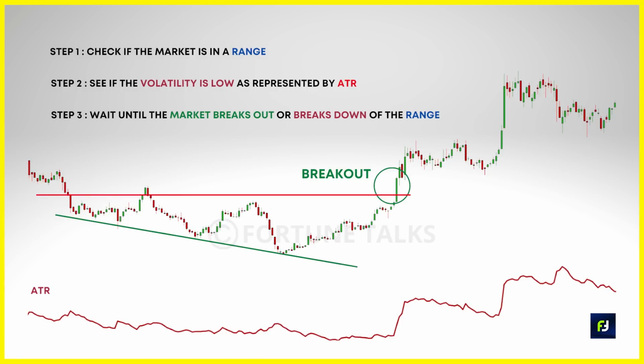So all you have to do is to check if the market is in a range, see if the volatility is low as represented by ATR, then wait until the market breaks out or breaks down, which indicates the volatility is picking up. Then plan your trades accordingly when the breakout of the range happens. So whenever the volatility is low, especially when it is approaching multi-year lows, you want to tell yourself that if the market does a breakout, a big price move could follow. And this is a very powerful trading technique.